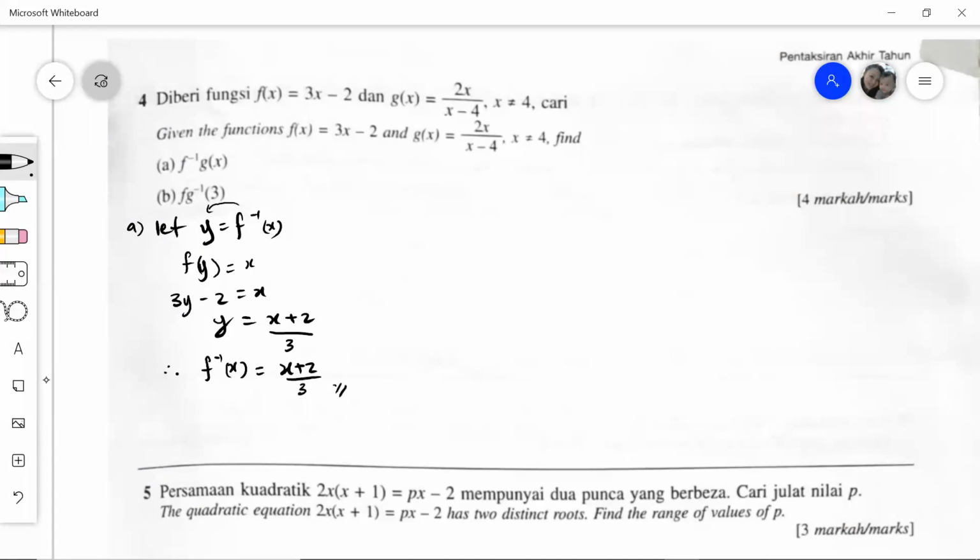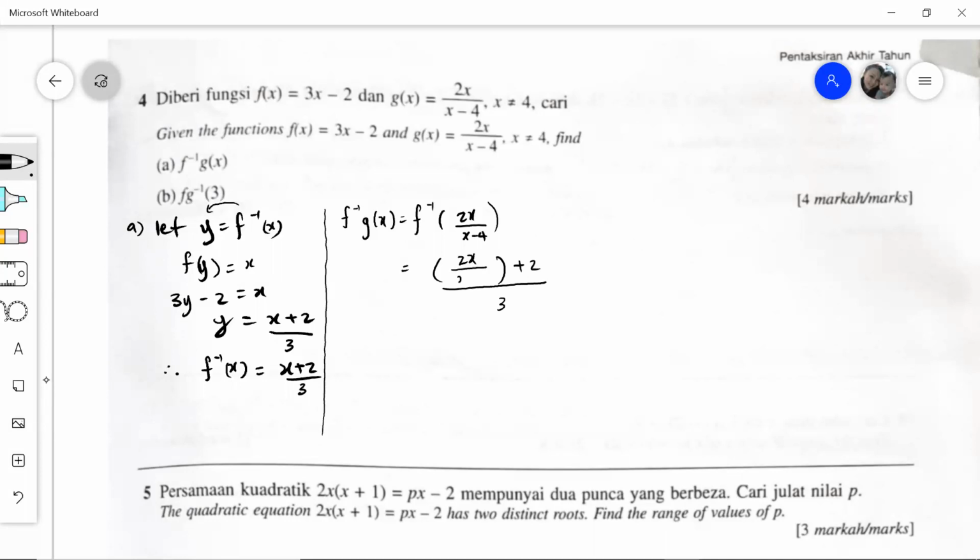Okay, this is not our final answer yet. We need to use this one to solve A. Therefore, f inverse g(x) equals f inverse of, one thing at a time, 2x over x minus 4. Now what does f inverse say? It says the object, you plus 2 and you divide by 3. And what is your object?